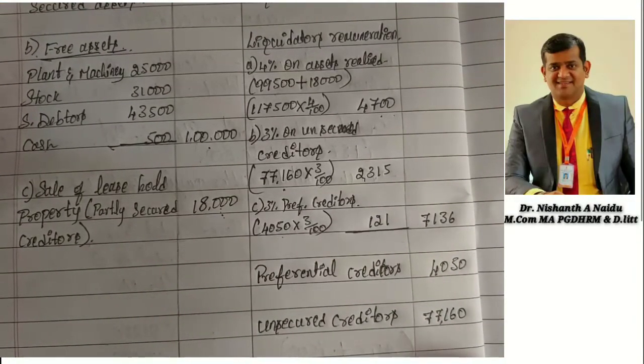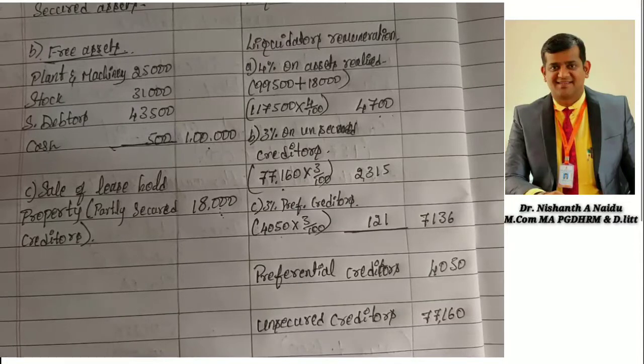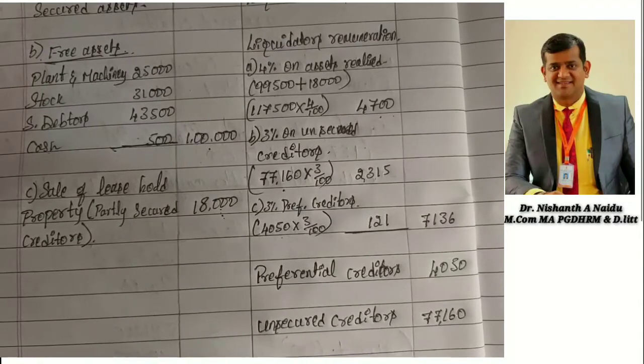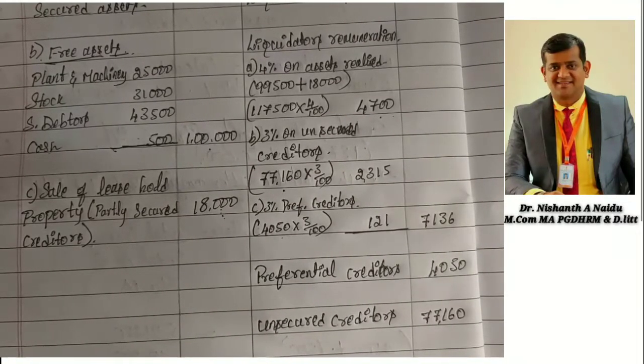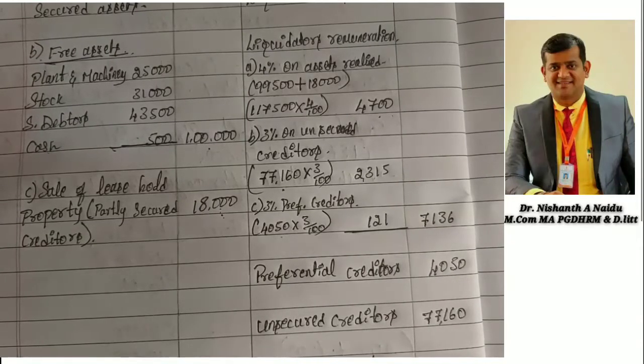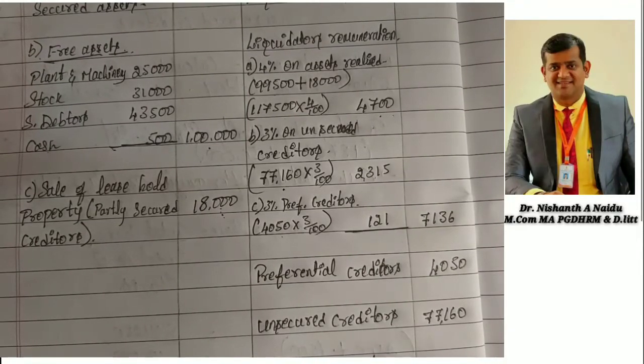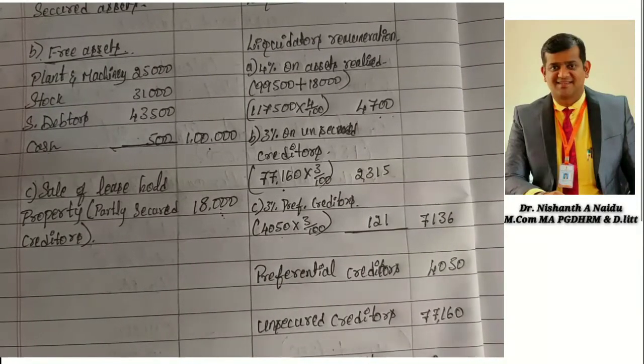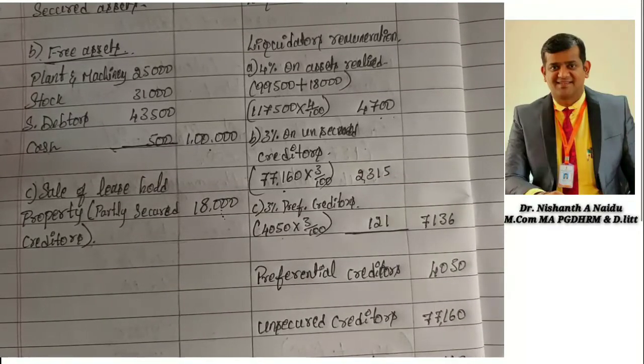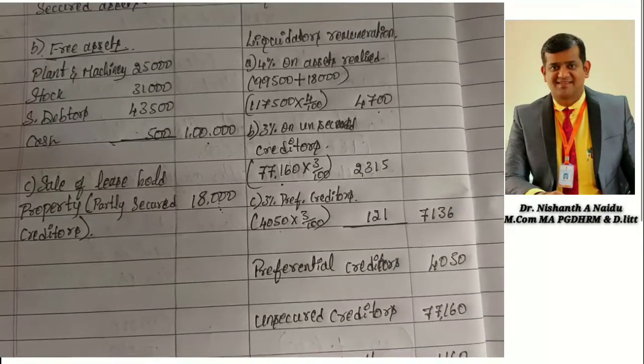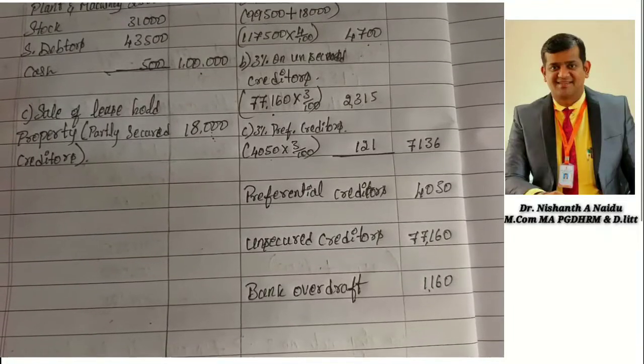77,160 rupees. So next we have bank overdraft. Let us settle that also. Bank overdraft. How much bank overdraft? 1,160 rupees. Bank overdraft 1,160 rupees.